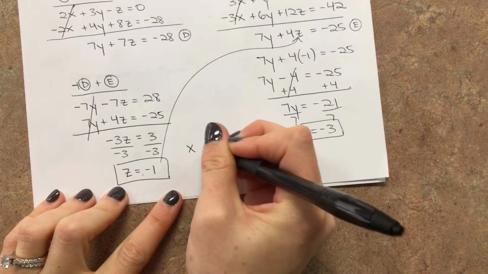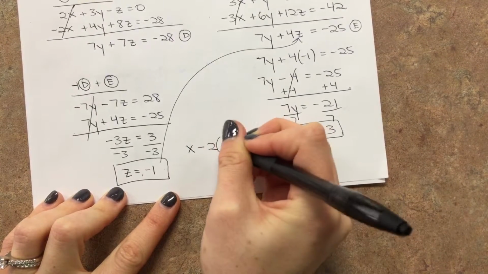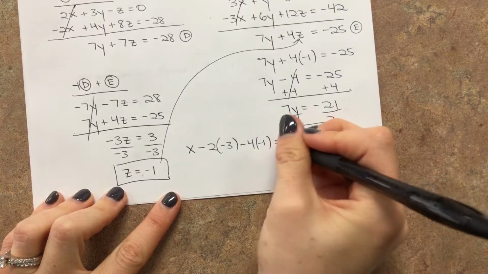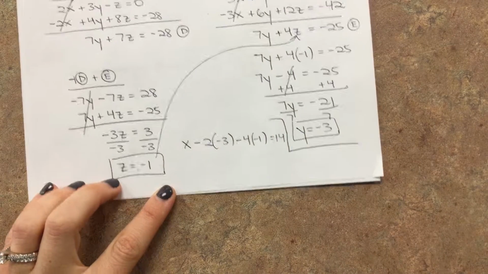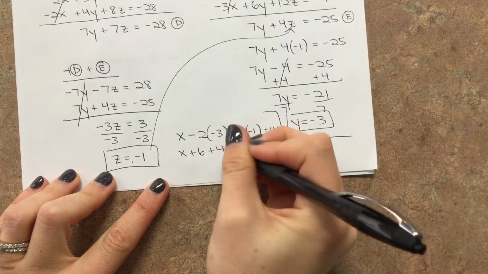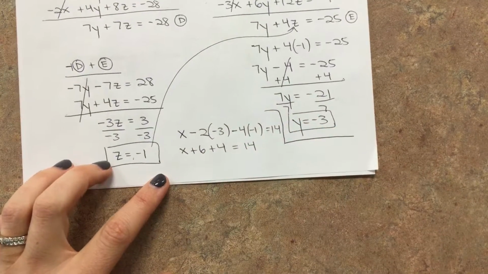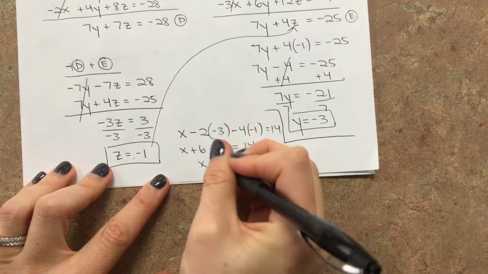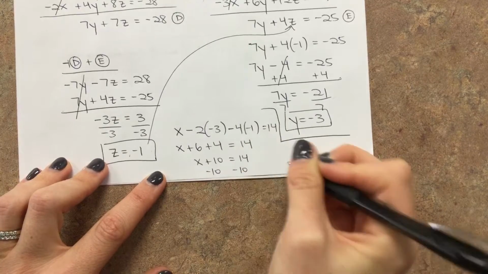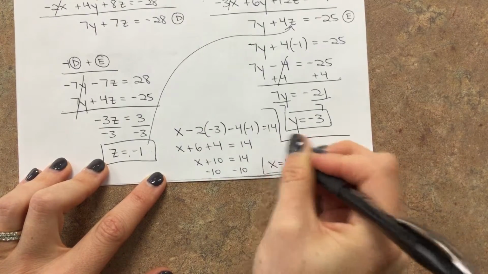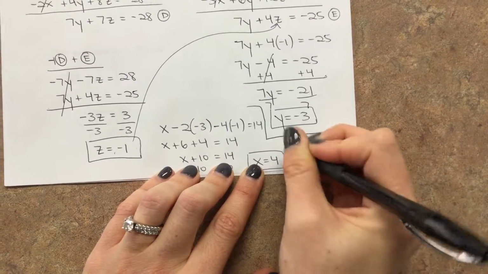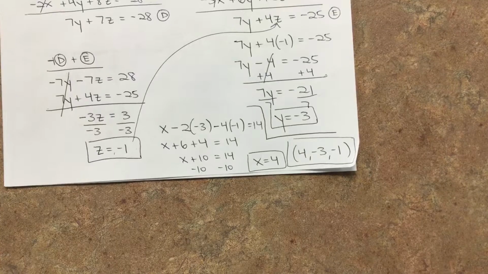So we have x minus 2 times y, and then minus 4 times z equals 14. So this is x, this becomes plus 6 plus 4 equals 14. So we have x plus 10 equals 14. And then if you subtract 10 from both sides, we end up with x equals 4. Okay, so our ordered triple, put it as x and then y and then z. And that would be your final answer, an ordered triple like that.